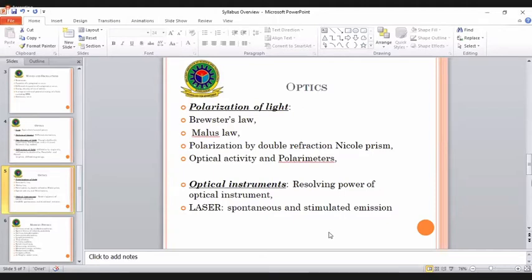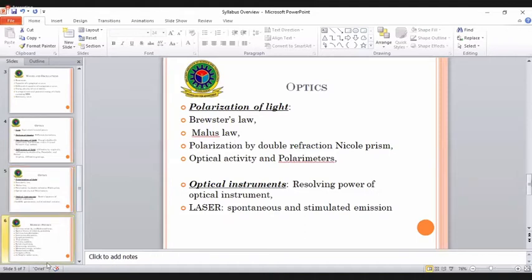In the optical instrument chapter, we discuss the resolving power of optical instruments. Then the last part is laser. In the laser part, we discuss spontaneous and stimulated emission. This is all about our optics. It is basically 7 chapters here, but the content is very small. In the laser part, only spontaneous and stimulated emission.